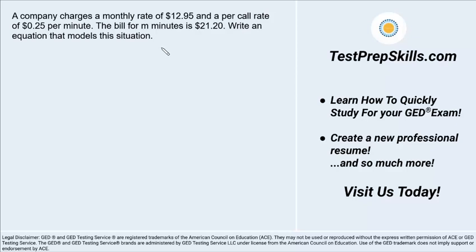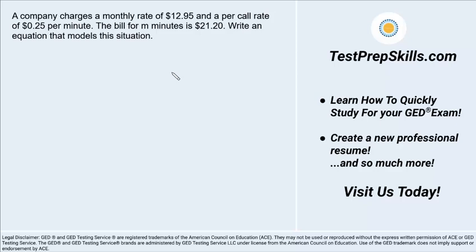In this video, we're going to be solving this word problem. The word problem says, a company charges a monthly rate of $12.95 and a per call rate of $0.25 per minute. The bill for m minutes is $21.20. And what they want us to do is write an equation that's going to model this situation, what's happening in the word problem.